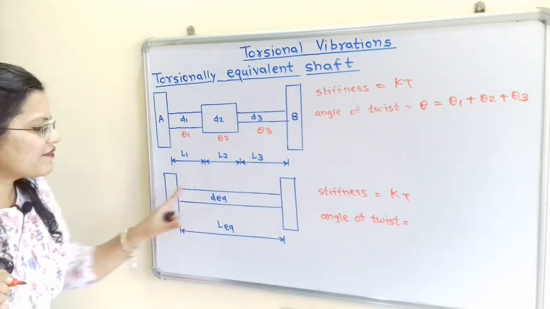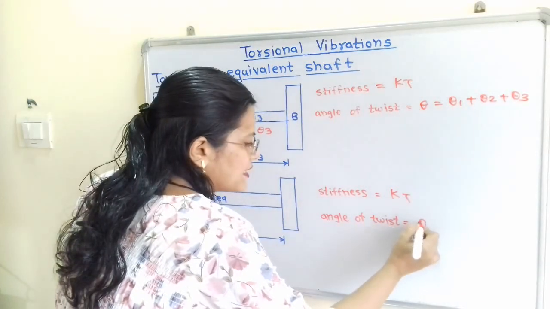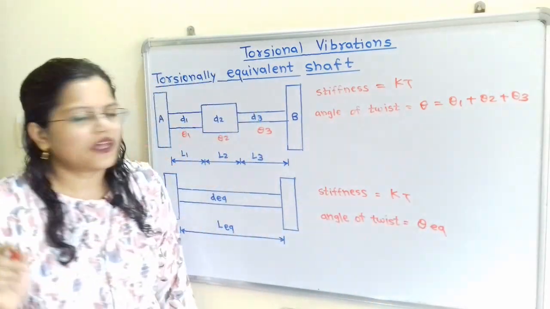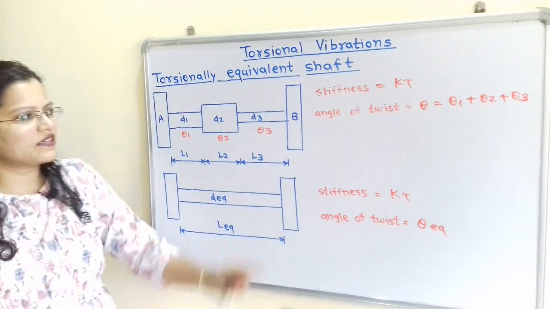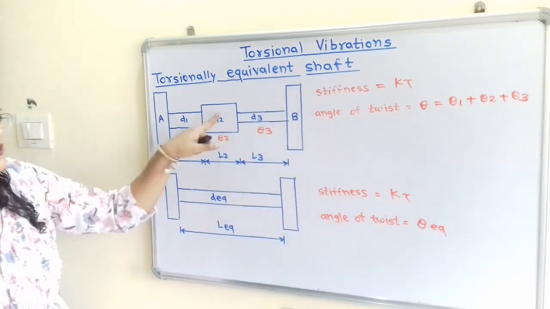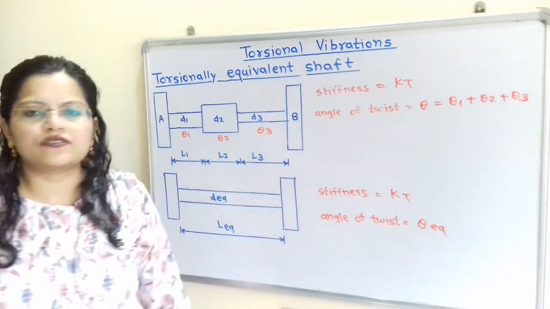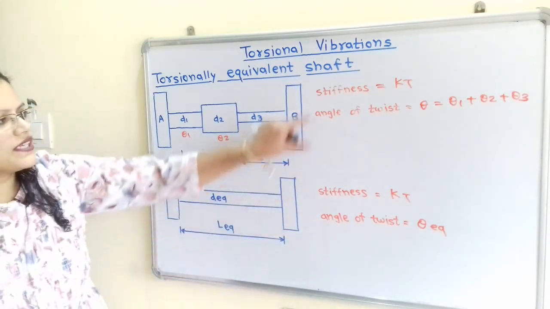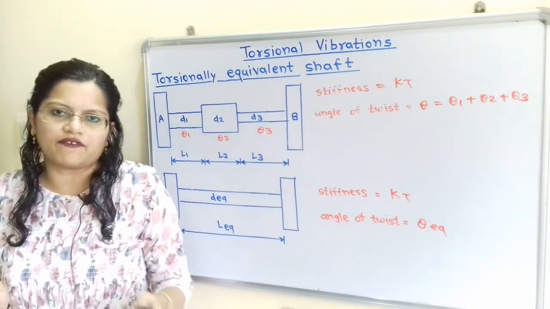And for this equivalent shaft, the angle of twist we will write as theta equivalent. Now when these two shafts are equivalent to each other, the stiffness KT should be the same. In the same way, the angle of twist theta should also be the same. So these are the two conditions for the torsionally equivalent shaft.